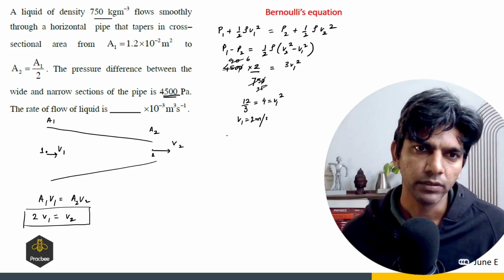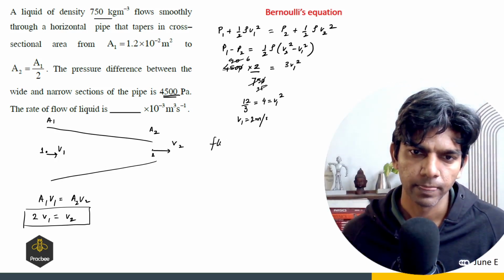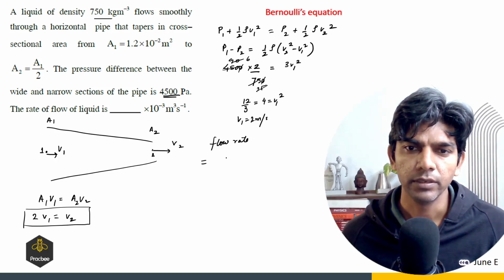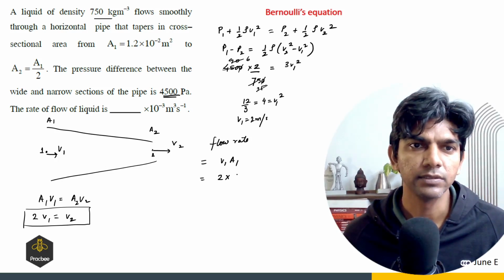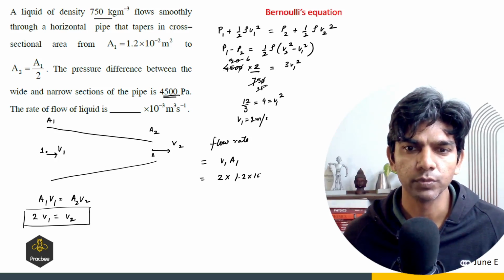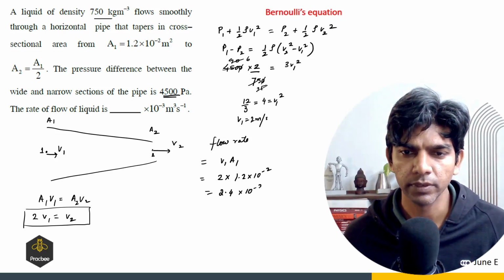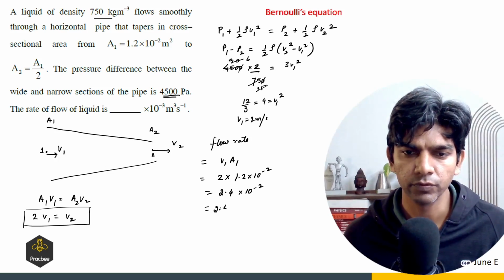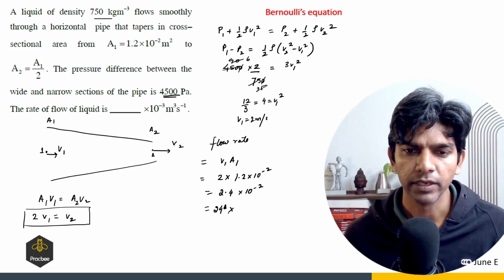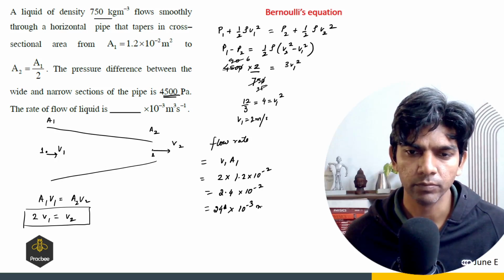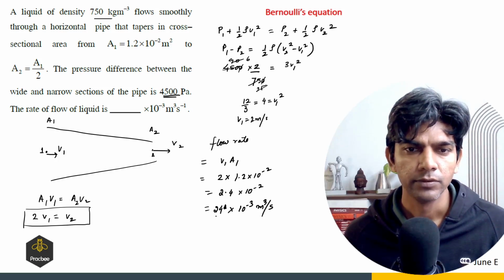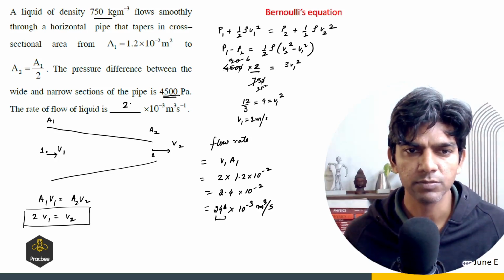Now we got V1, A1 is also given, so the flow rate in meter cubes per second will be V1 times A1. V1 is 2, A1 is given as 1.2 into 10 raised to power minus 2. So that will be 2.4 into 10 raised to power minus 2, or we can write this as 2.4 times 10 raised to power minus 3 meter cube per second. So if we compare, the answer comes out to be 24, right?